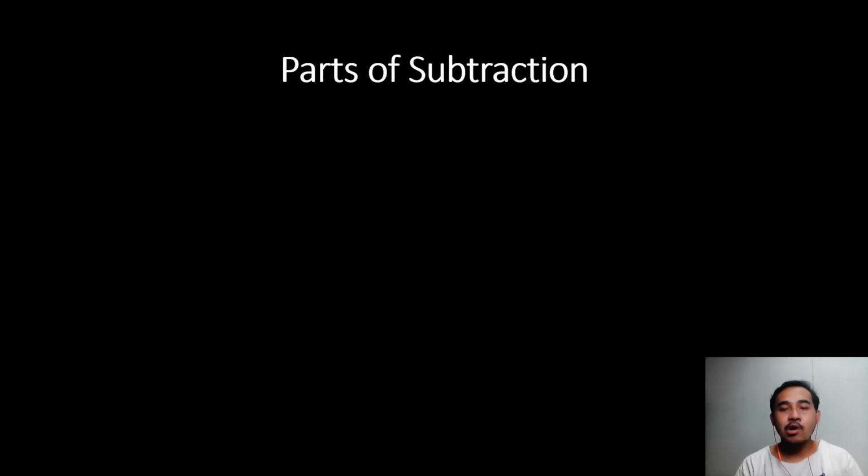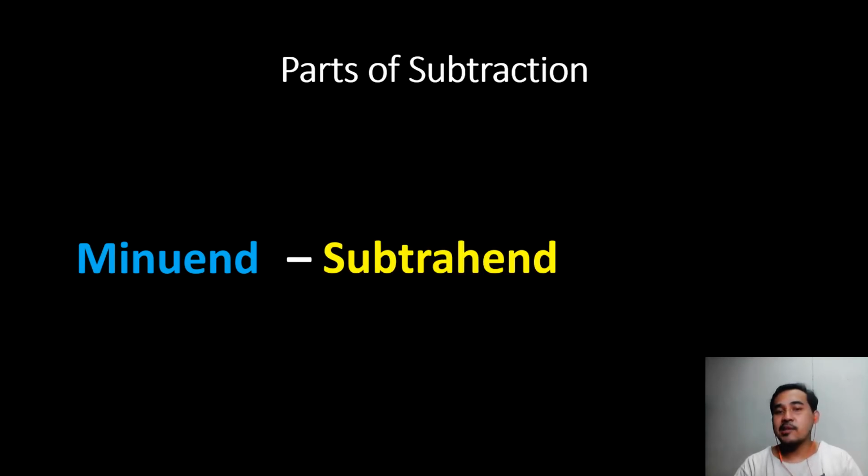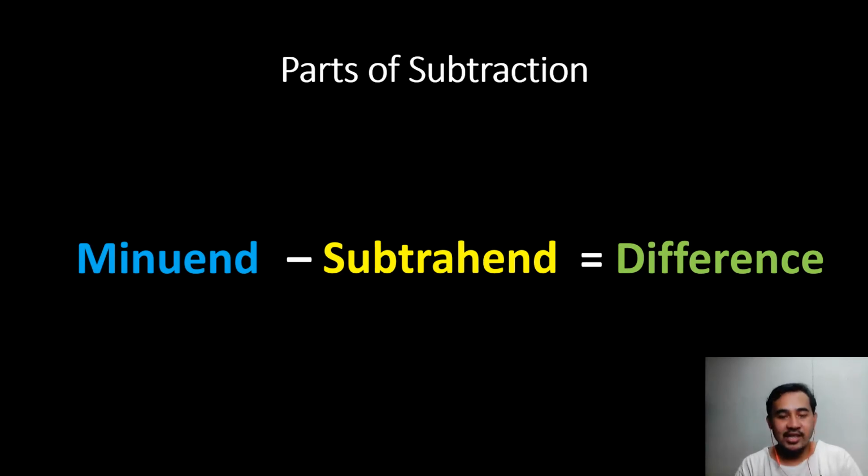Let's have a recall on parts of subtraction. We have the minuend, the first number in an equation, and then the subtrahend, and then the answer is the difference. So we have minuend, subtrahend, then difference.